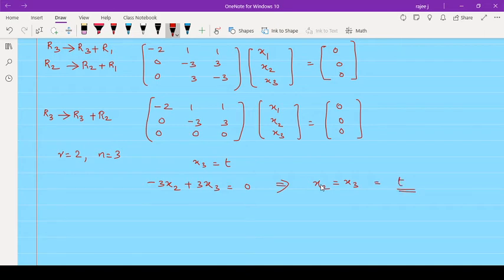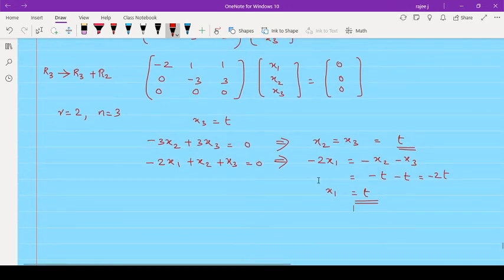Okay. Now the first equation is minus 2x1 plus x2 plus x3 equal to 0. Therefore from here minus 2x1 equal to minus x2 minus x3. Now just do not do this one please. Minus x2 means minus t, again x3 is minus t. So it is minus 2t, or x1 is equal to t you will get.